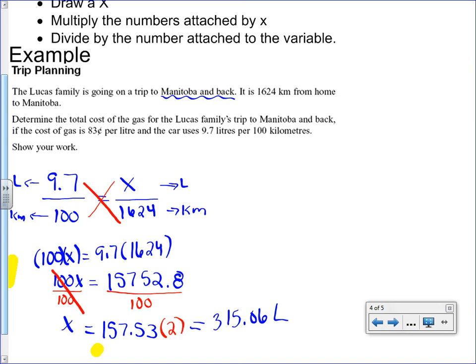Again, I still haven't answered the question. Holy smokes. It says here, my question, determine the total cost of gas. Bailey, what is my final step going to be? Okay, so I'm going to take 315.06, which is the amount of liters, and I'm going to multiply it. Bailey, what number will I multiply it by?